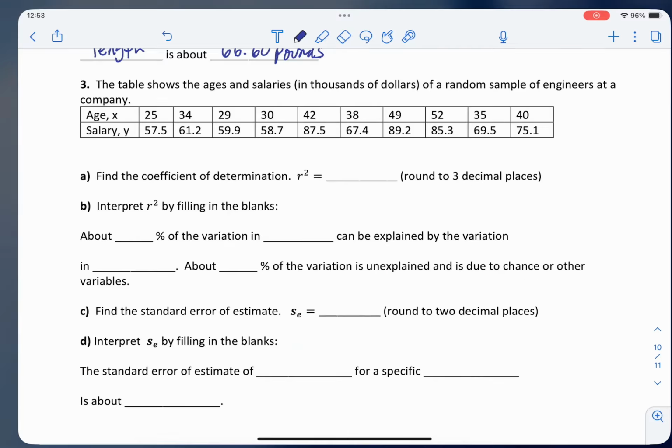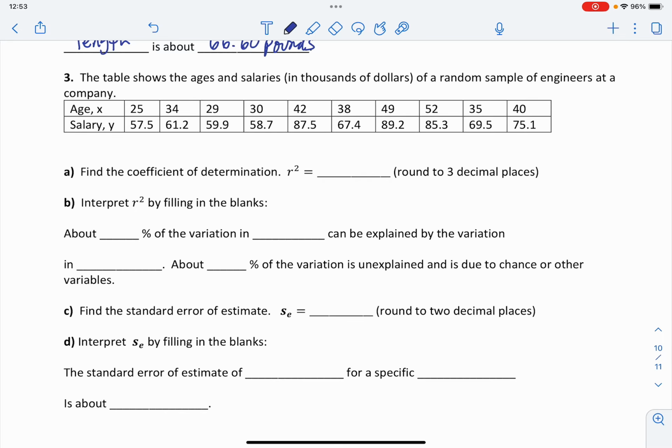Okay. So R squared, 0.851. And then the S sub e was 5.09. Okay, that's what I got from StatCrunch. Now let's finish it off with the interpretations.